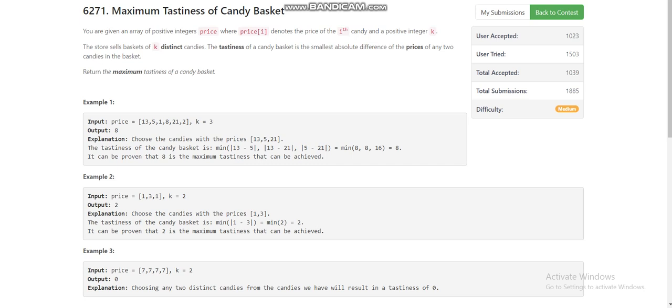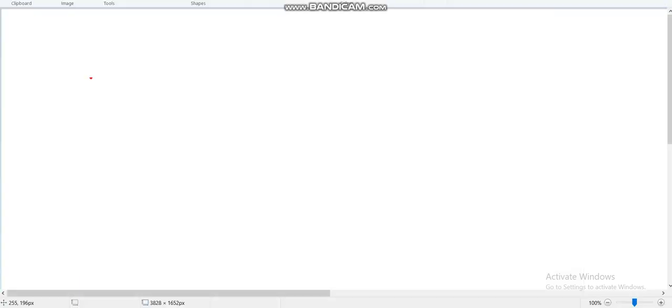Hello everyone. Today I am going to discuss the third problem of Leetcode Weekly Contest 325, which is maximum tastiness of candy basket. So we are given an array of positive integers price, where price[i] denotes the price of the ith candy, and then a positive integer k. So let's consider price as a.